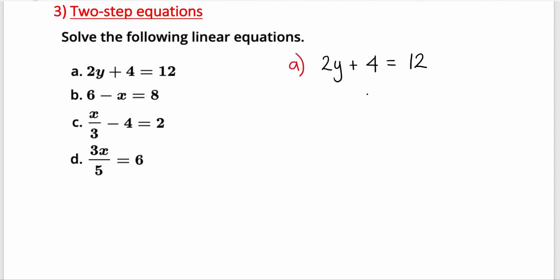Remember that when we are undoing what has happened to y, we have to use the order of operations, BIDMAS, in the opposite order. So I'm going to write it here. BIDMAS.